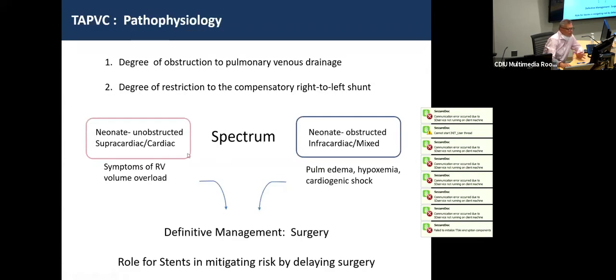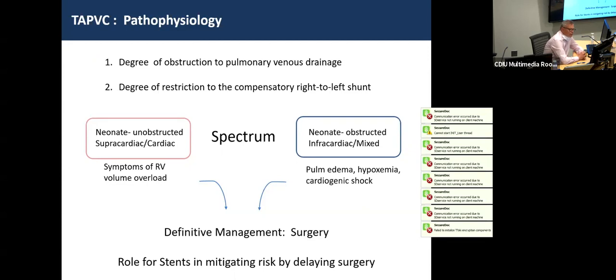So the pathophysiology really depends on whether there's obstruction or not. As you can see, it's kind of a binary presentation. The challenging one, of course, is the neonate with obstructed intracardiac or mixed veins, because they present as newborns with a whiteout chest X-ray, pulmonary edema, hypoxia, and cardiogenic shock. And that's one of the few lesions in congenital heart surgery that requires repair within the first few hours of life.